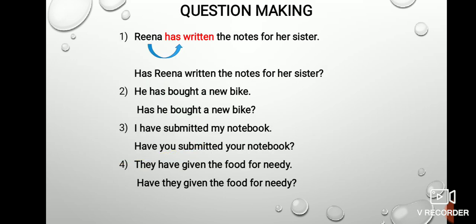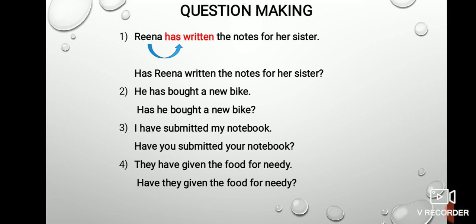For question making also, see here, Reena has written the notes for her sister. Take the subject and put it after the have form verb. Have form verb should come in front, then the subject, and then the remaining part of the sentence. Has Reena written the notes for her sister? Question mark. He has bought a new bike. Has he bought a new bike? Question mark. Take that have form verb and put it in front. That's it, children. I have submitted my notebook. Take that have and put it that side.